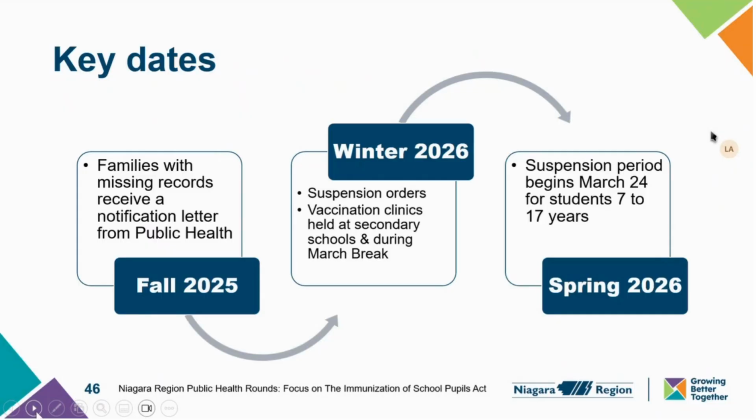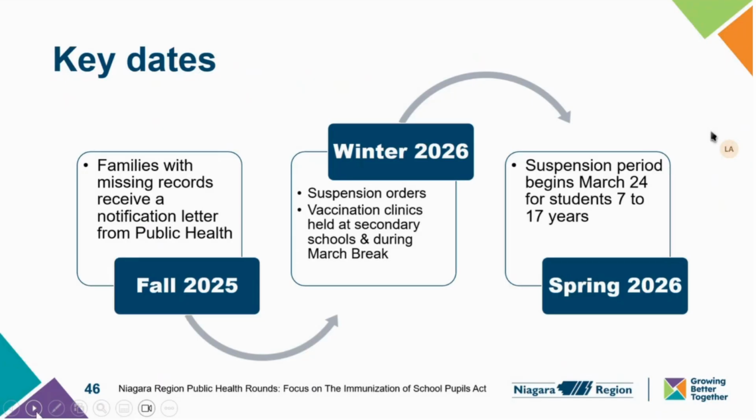In January of 2026, students and families who still have incomplete information on file with public health will receive an order of suspension, and this will be for students 7 to 17 years of age. And a second reminder notice for students 4 to 6 years of age will be sent out. This gives families plenty of time to update records before the actual suspension period begins.